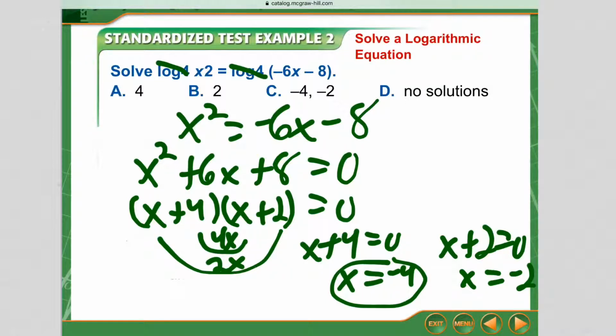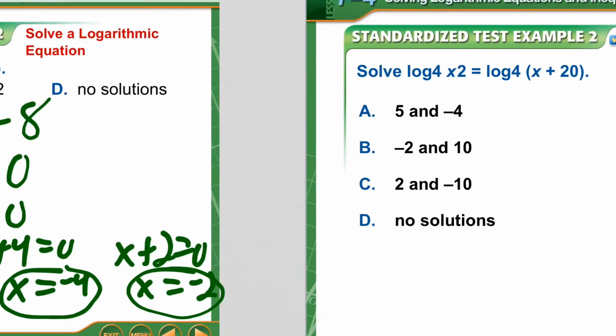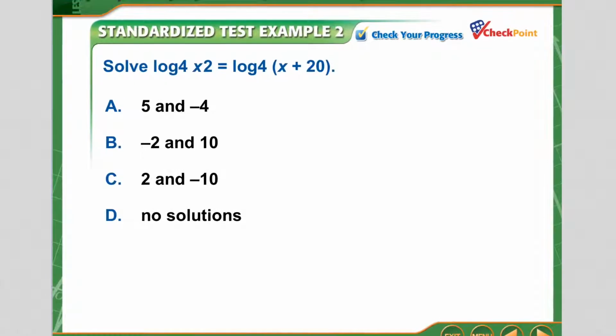Same thing when I plug in the negative 2. If I plug the negative 2 in for the x squared, that would give me a 4. If I plug the negative 2 over here, negative 6 times negative 2 would give you positive 12. Minus 8 would also give you 4. So that means that negative 2 is also a solution. So again, the big thing that you watch out for is you cannot take the log of a negative number.